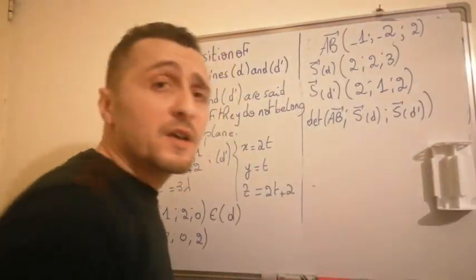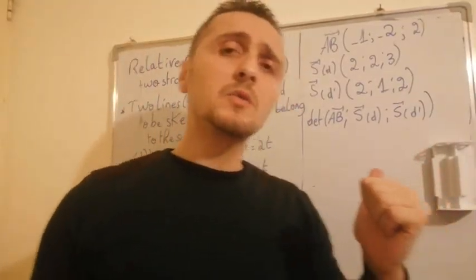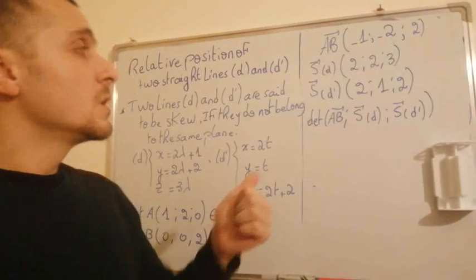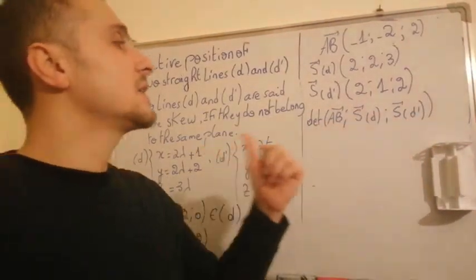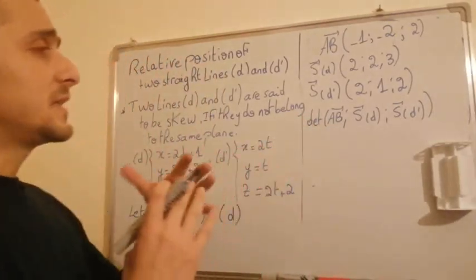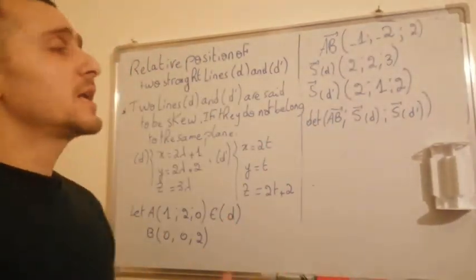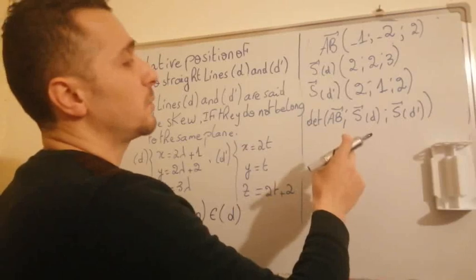Okay? If this determinant equals 0, so the three vectors are contained in the same plane. If this determinant is different than 0, they are not coplanar.